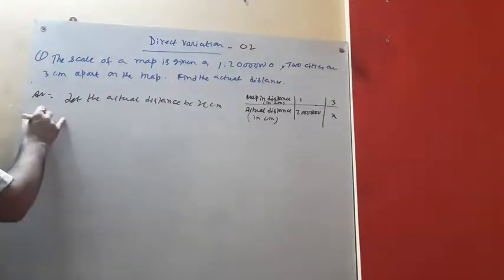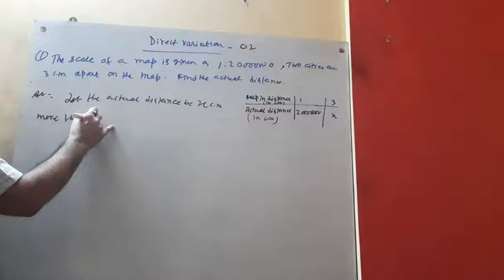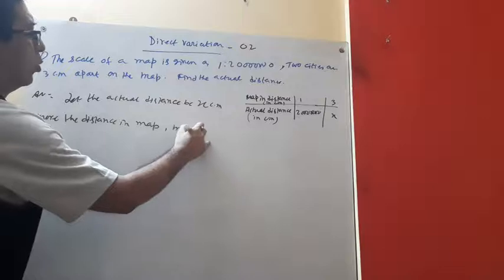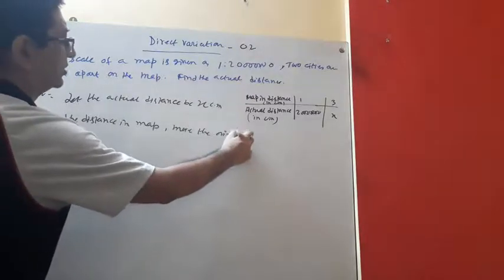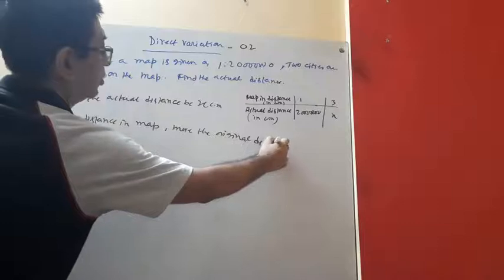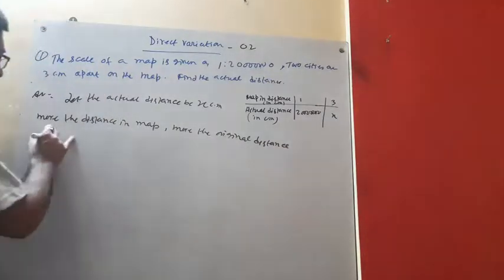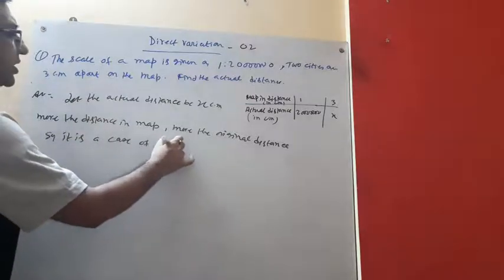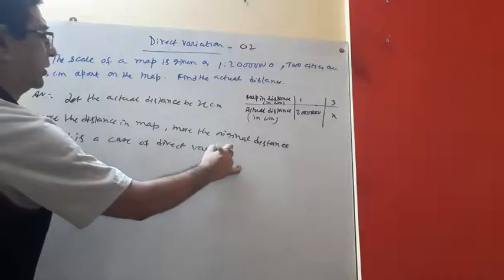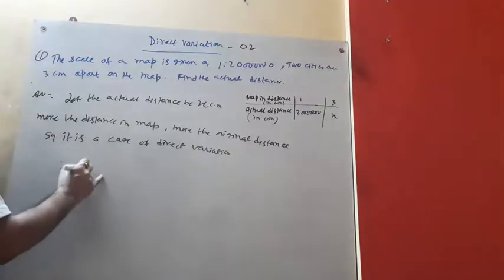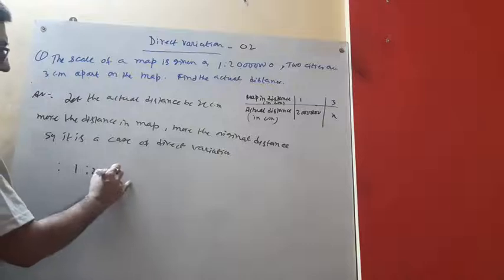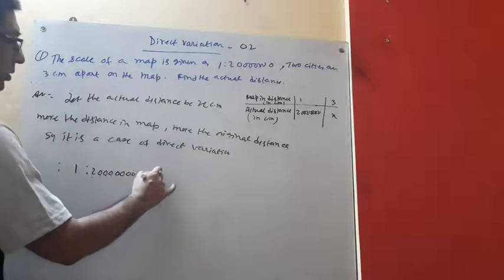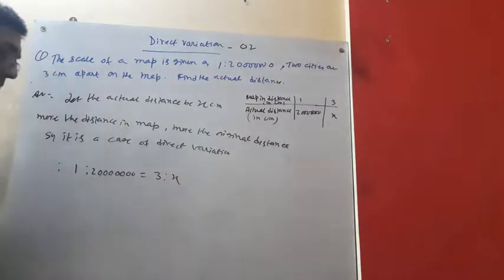Okay. So more the distance in map, more the original distance, right? More the original distance. So it is a case of direct variation. So 1 is to, take care of zeros. Okay.